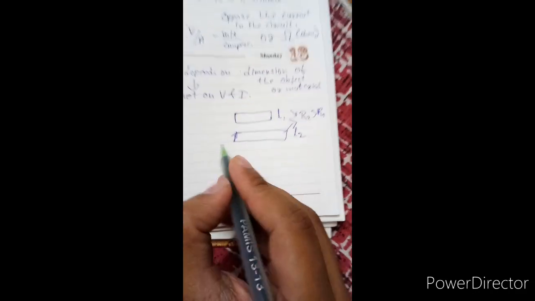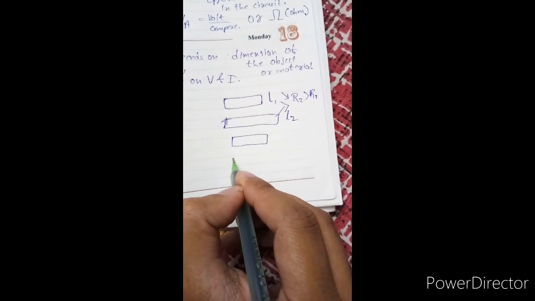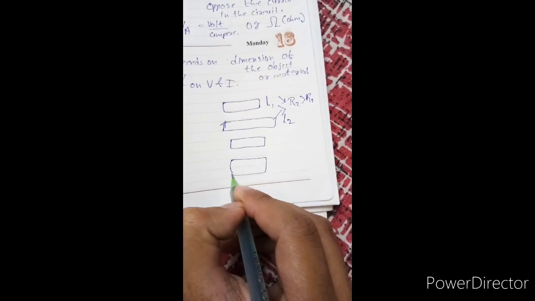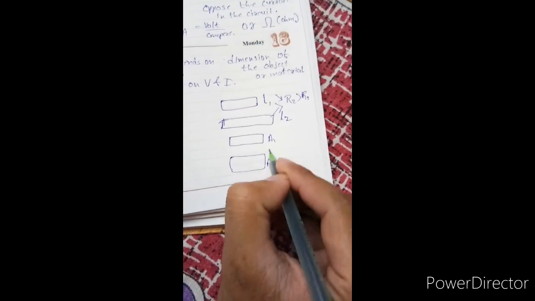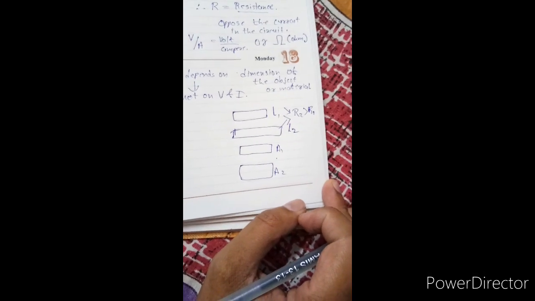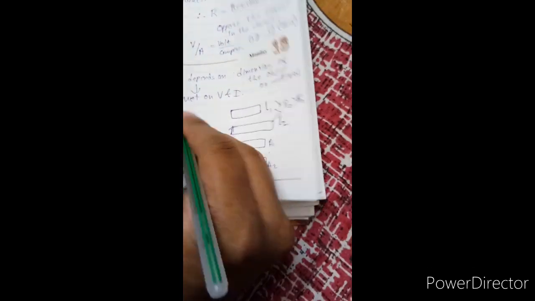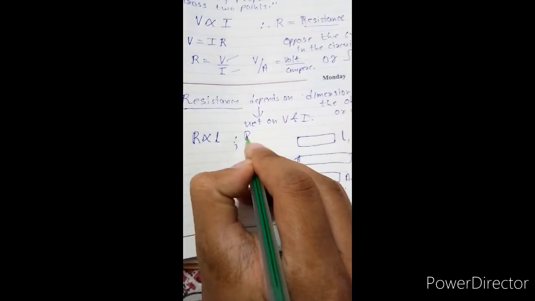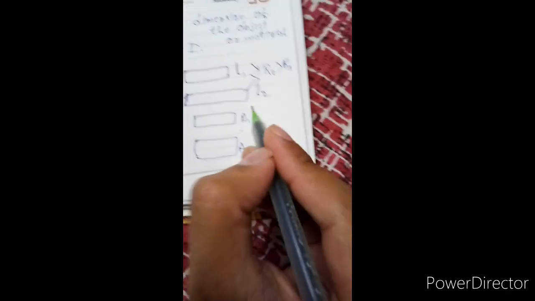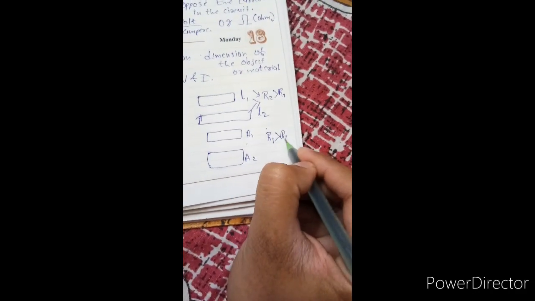Another thing he observed, that if length is same, but if you increase the area of the object, A1 and A2, here A2 is greater than A1, if you increase the area of the object or material or of the wire, then its resistance will decrease. And from this he derived that R is inversely proportional to area. So here A1 has more value of resistance than A2.